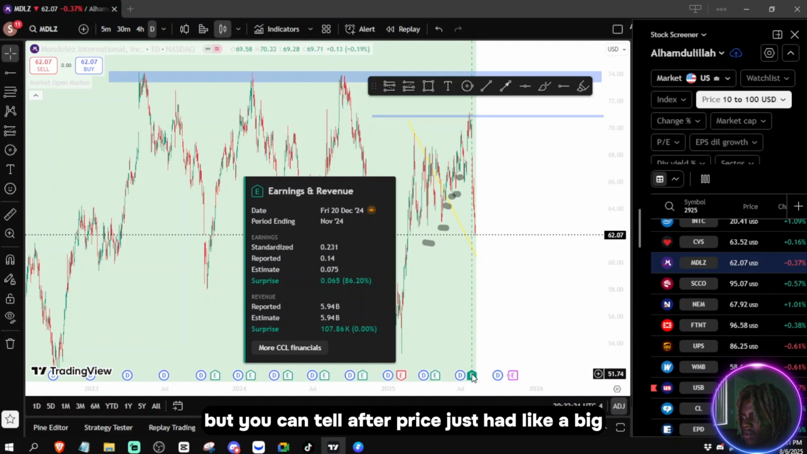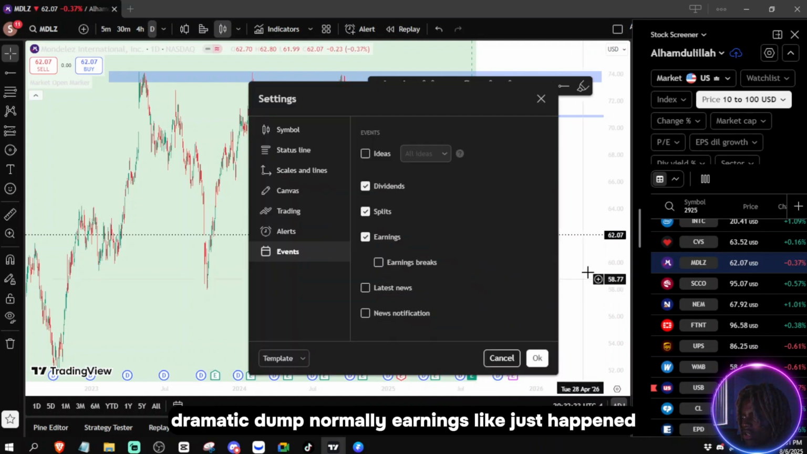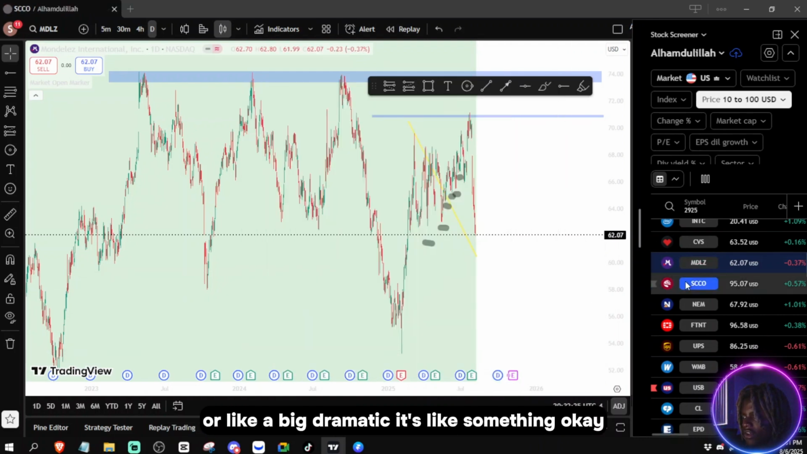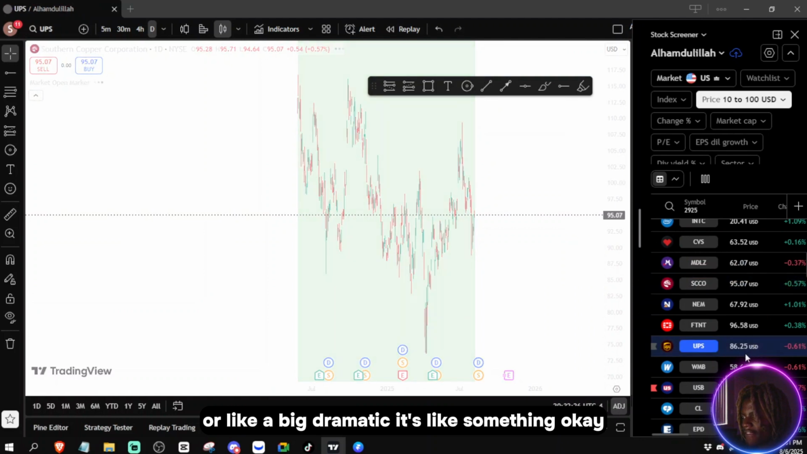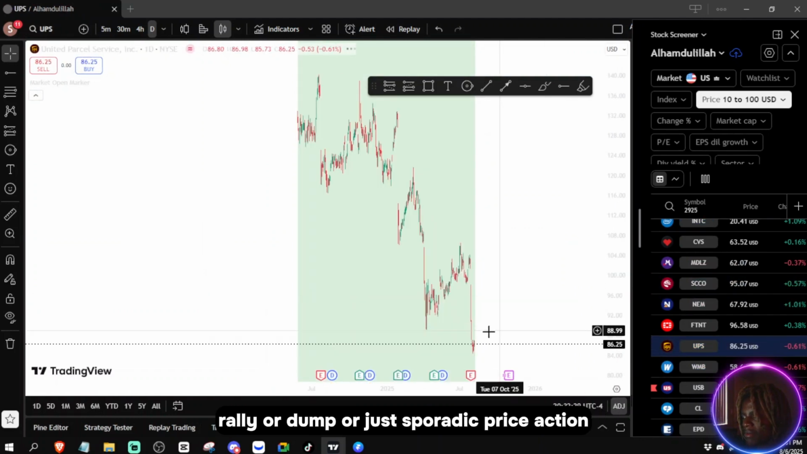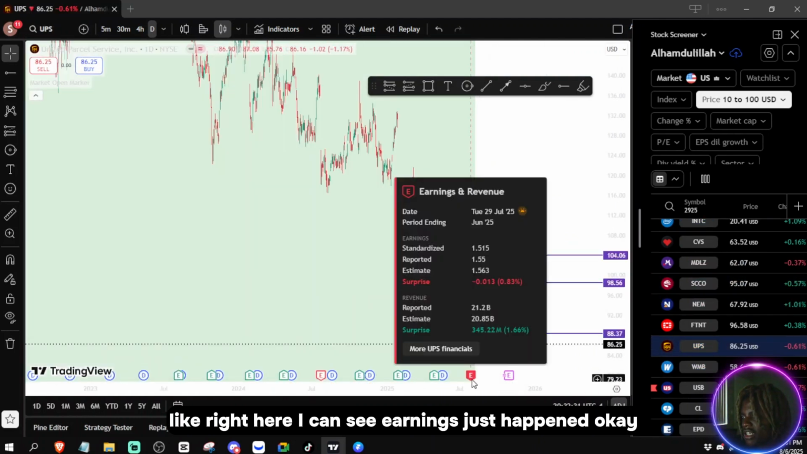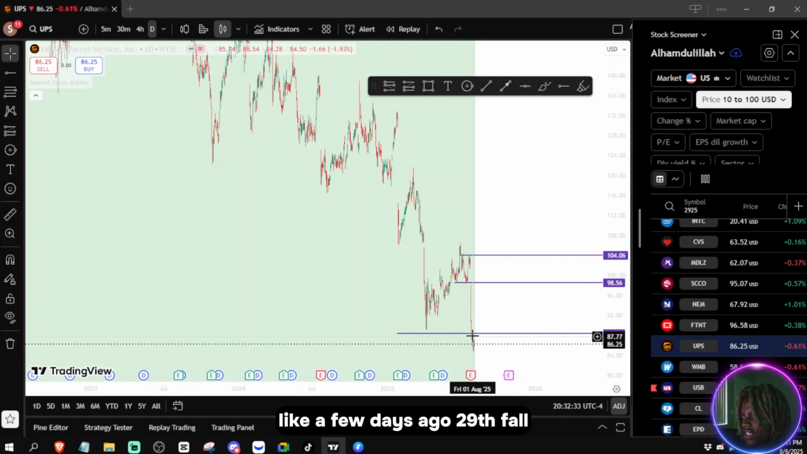But you can tell after price just had a big dramatic dump, normally earnings just happened, or a big dramatic rally or dump or just sporadic price action. Like right here, I can see earnings just happened, a few days ago, the 29th, fall.